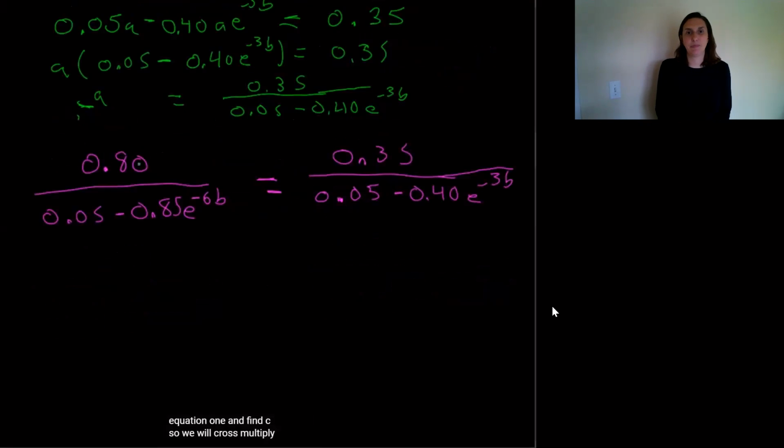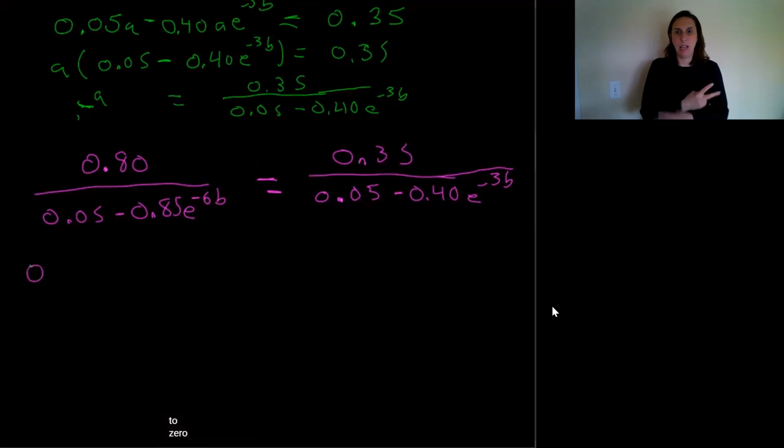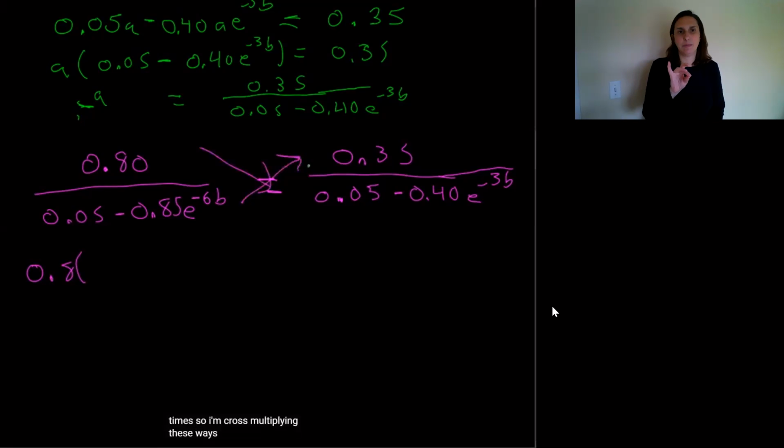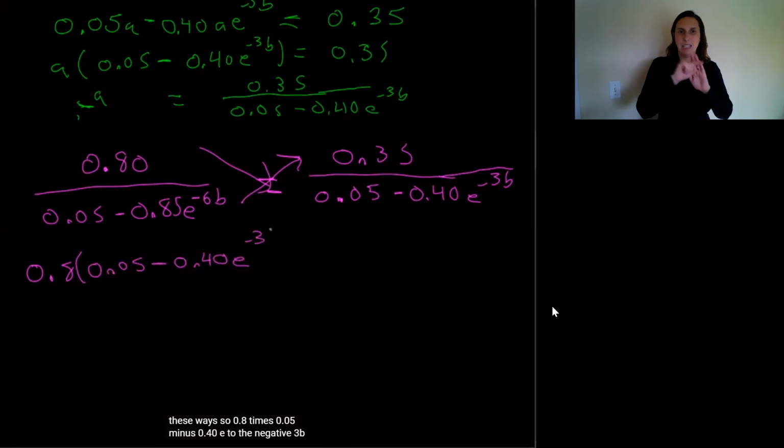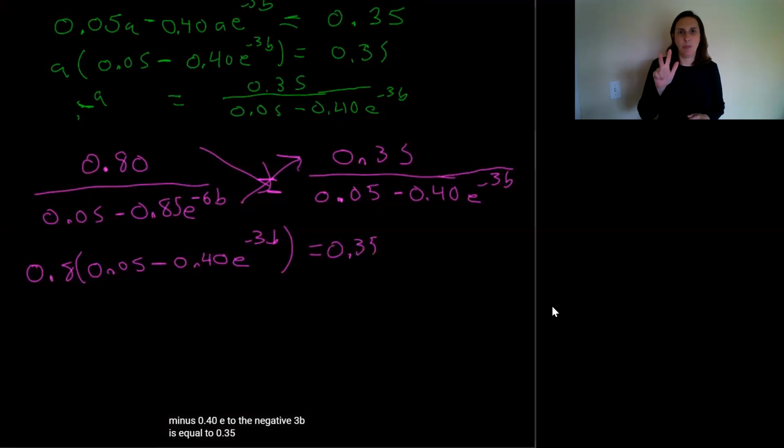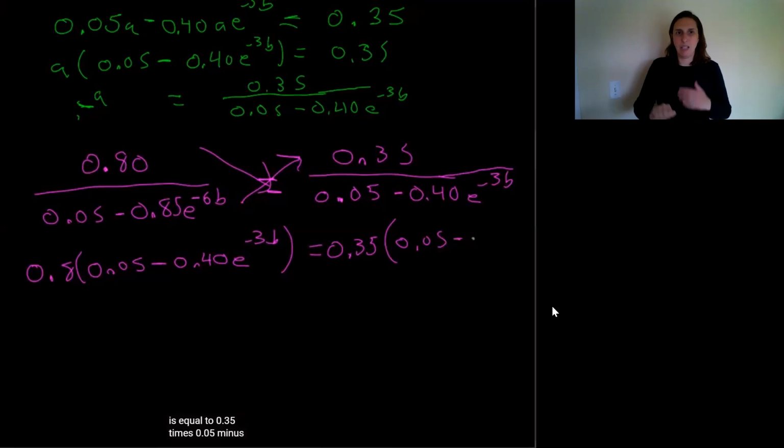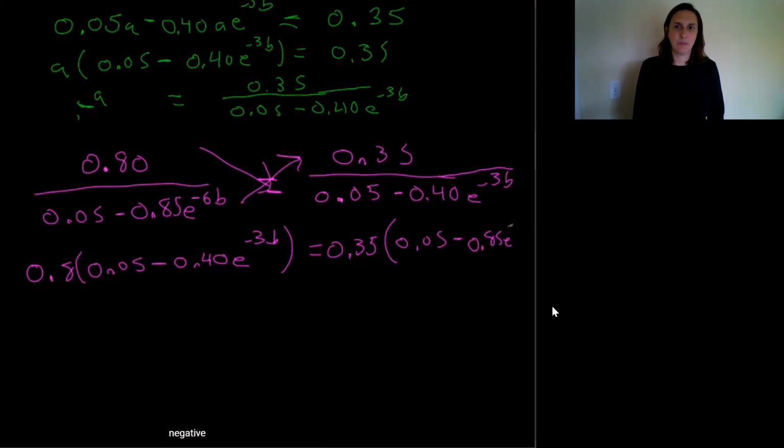So we will cross multiply. So I'm cross multiplying these ways. 0.8 times 0.05 minus 0.40 e to the negative 3b is equal to 0.35 times 0.05 minus 0.85 e to the negative 6b. Right on the edge of my board there.